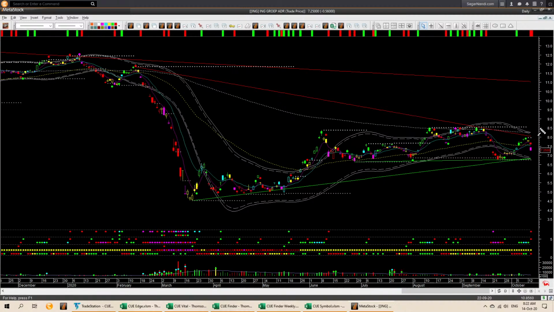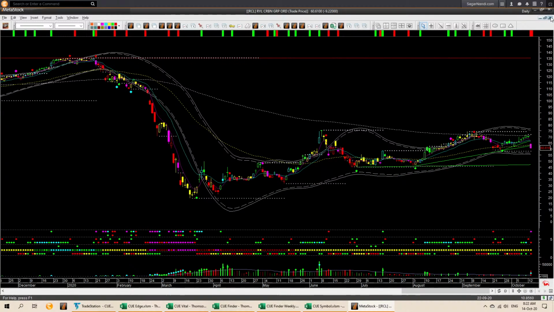ING yesterday had a bearish flow, a bear release signal. However, it is inside a range between trendline resistance and support. Therefore, I am not going to short it now. Close this.